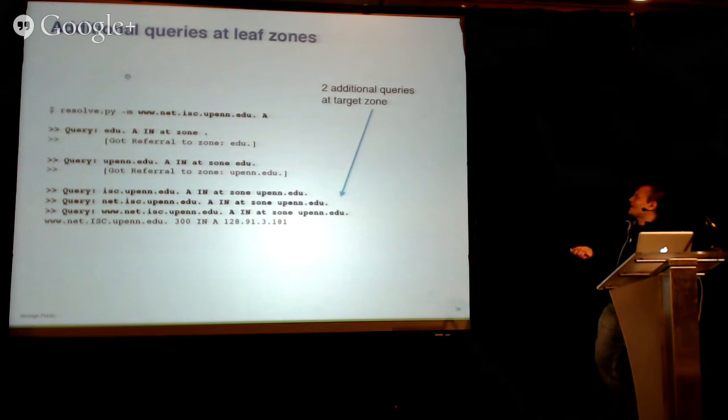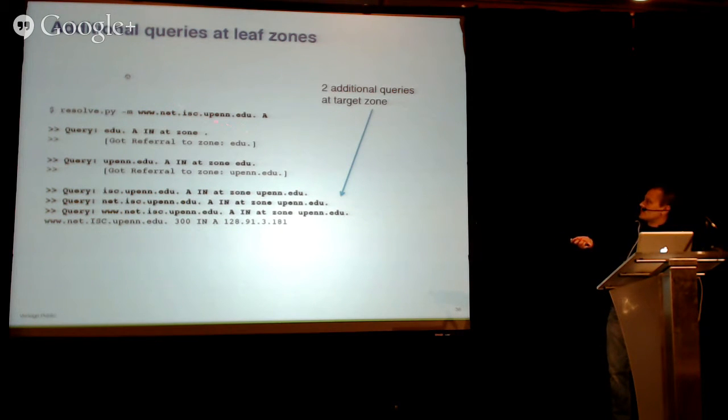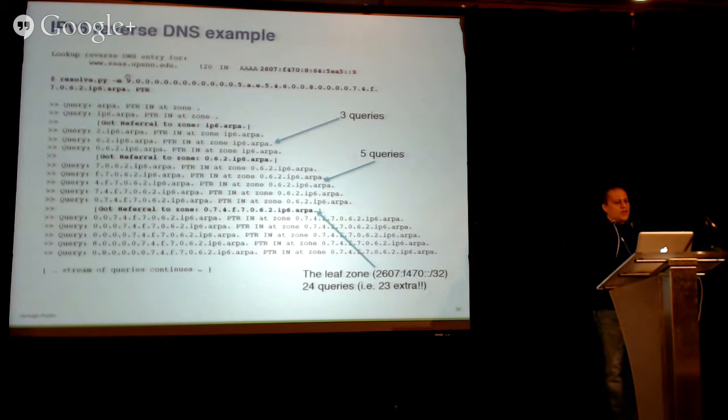So here's an example. This is a leaf zone. This is the website from my former department at Penn. So here is a name that is 3 labels deep in the leaf zone. So I issued 2 additional queries. Is that a big deal? Maybe not. However, it may be a big deal in some other cases.